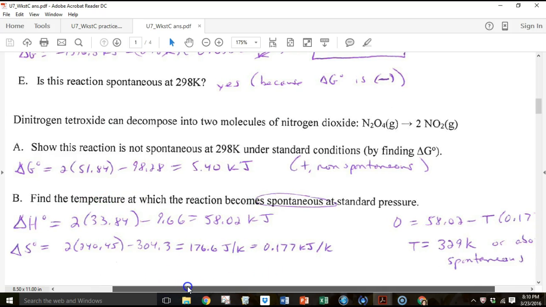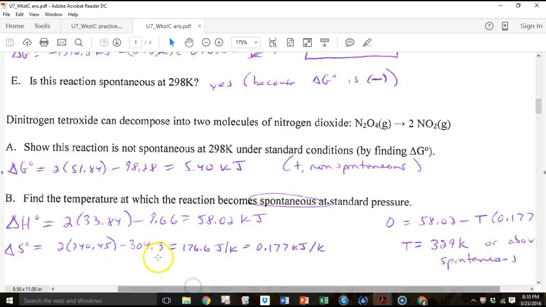spontaneous, well, I guess I should have mentioned where do you get delta H and delta S from? We saw that in the previous problem. If I have to find delta H and delta S, go calculate them with the reference information in the back of the book. On a test, of course, you would be given that, or in some other problems you might be given a table. Anyway, I find delta H, you get 58.02 kilojoules. I find delta S, you get 176.6 joules per Kelvin.